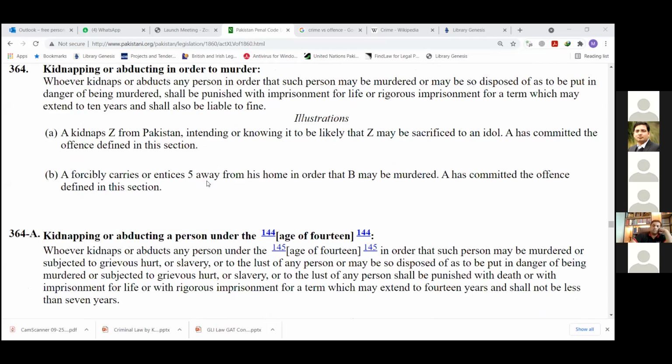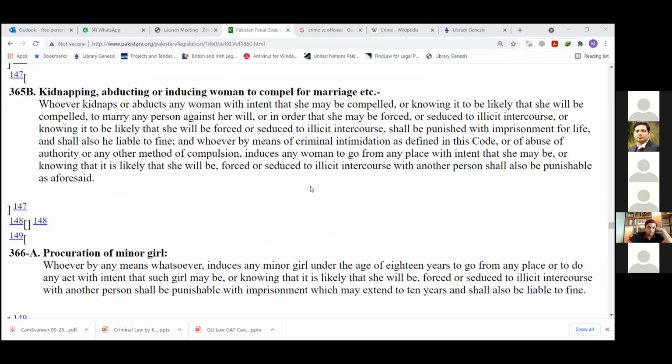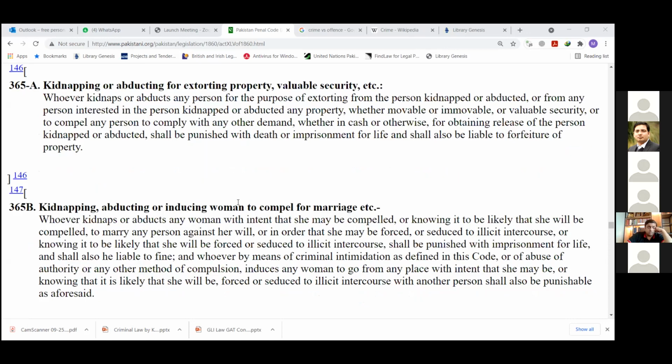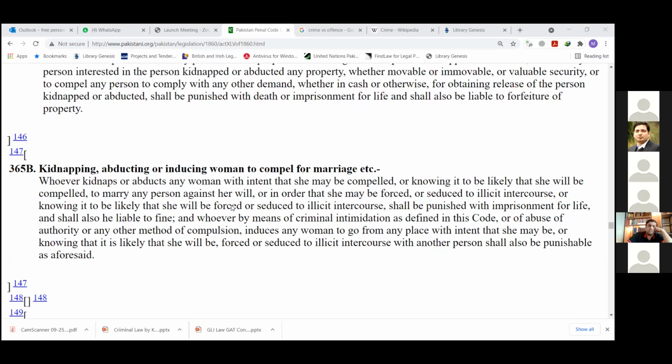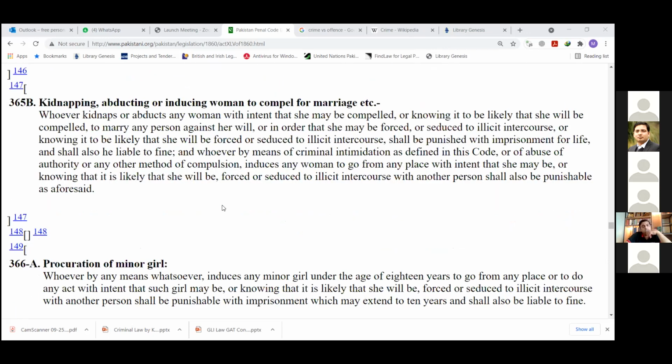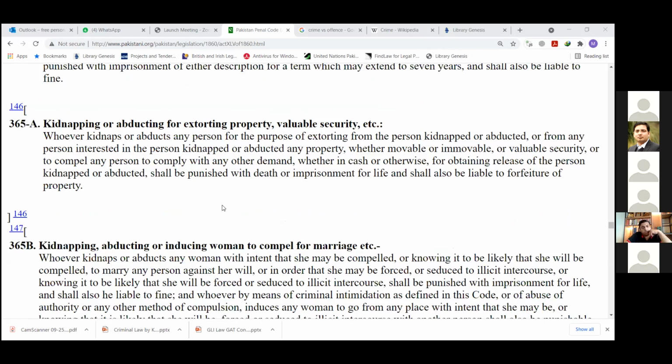365B is a notable offense because it entails higher punishments, and it involves kidnapping, abducting, or inducing women to compel them for marriage. And another offense which has been recently added is 365A, kidnapping or abducting for extorting property and valuable security. This was inserted to prevent the increasing number of ransom crimes.